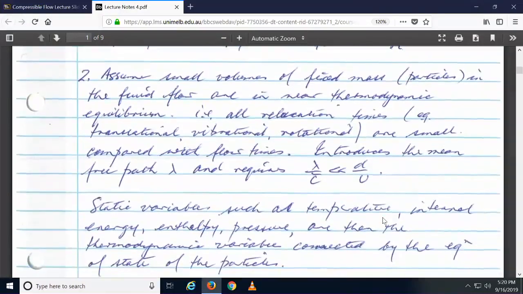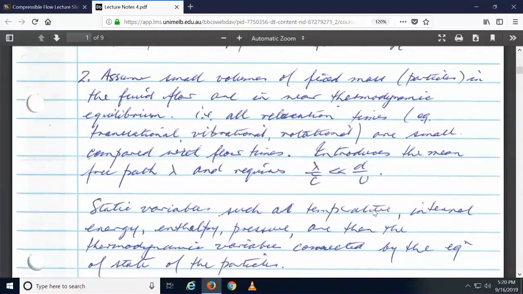Now, I'm going to work out some numbers for you in a minute, but we're going to assume small volumes of fixed mass of particles in the fluid flow are in near thermodynamic equilibrium. That's to say, all relaxation times, for example, translational relaxation times or vibrational or rotational relaxation times, are small compared with flow times. And that introduces the concept of the mean free path.